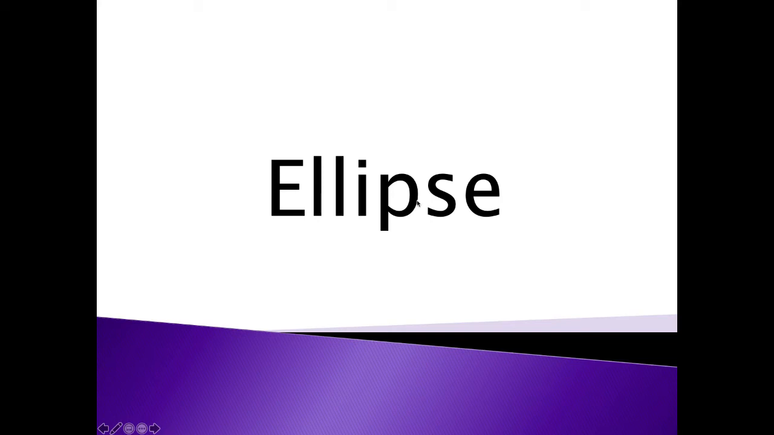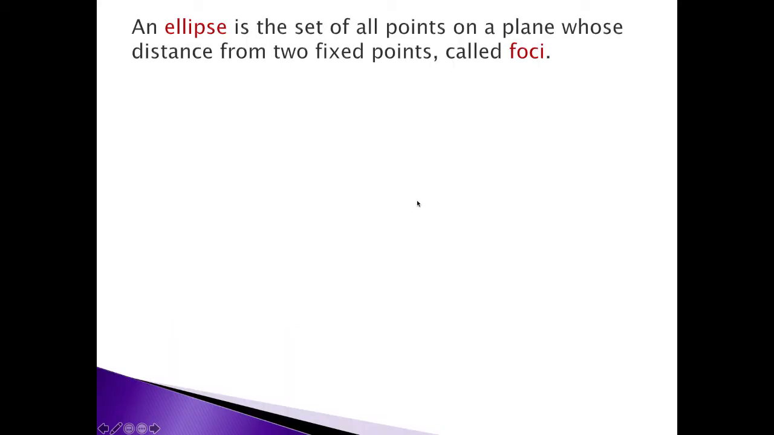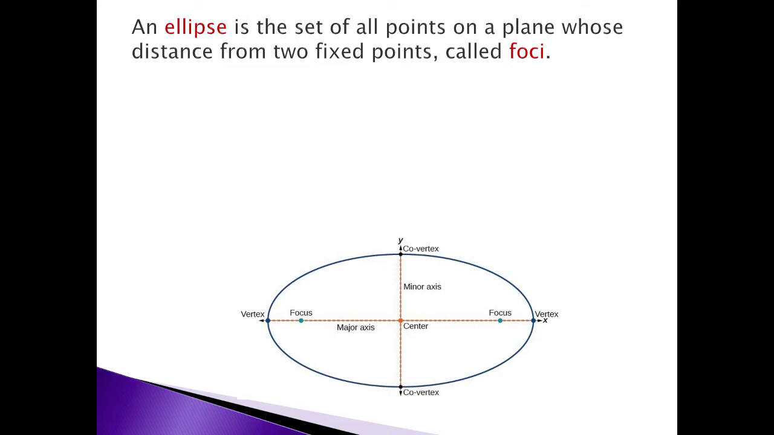Let's talk about an ellipse. An ellipse is the set of all points in a plane whose distance from two fixed points, called the foci, is constant. So what we're talking about here is we have a focus here and a focus here.